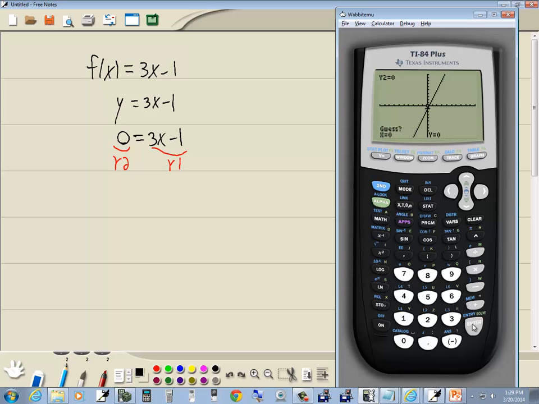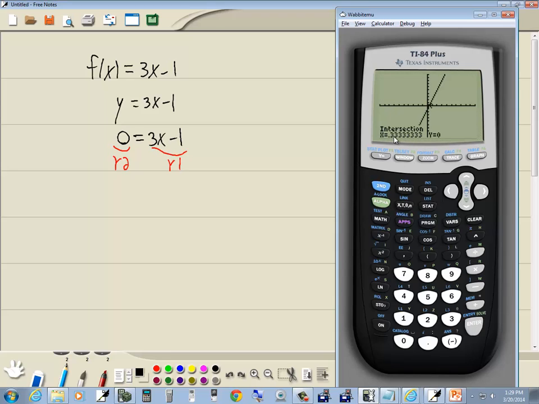For the guess, typically you input an x value close to the answer you're trying to find, though there are a couple other ways to do it. We think it's, I don't know, somewhere between 0 and 1, so we just put 0 in for the guess, and then press enter, and it gives us this value.